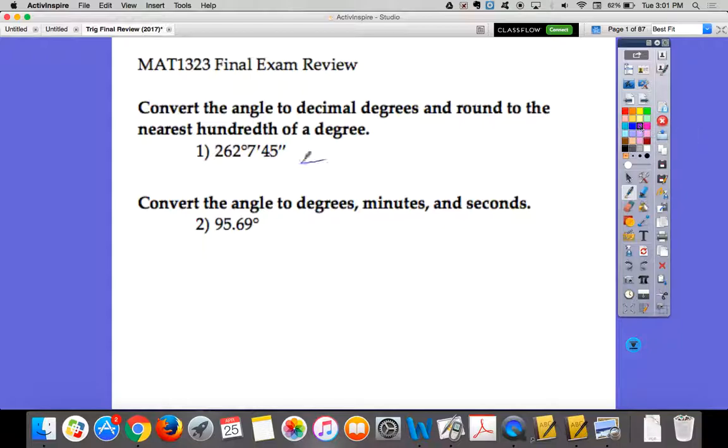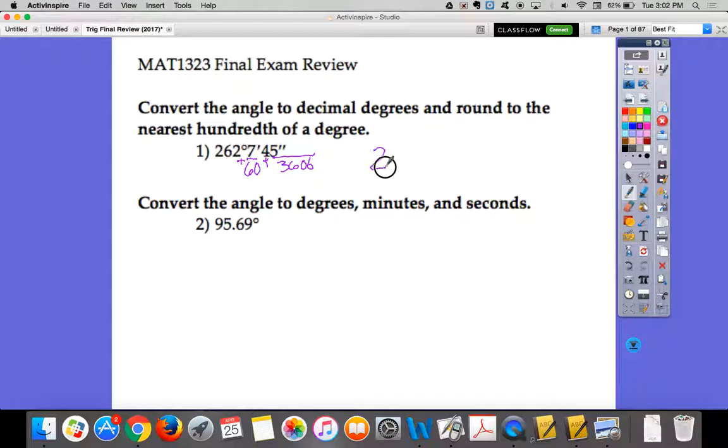Okay, so this is where you have to remember that each minute is a 60th, and when you're doing the seconds, it's a 60th of a 60th, which is 3600. And you're just going to sum those things up. So you're going to type 262 plus 7 divided by 60 plus 45 divided by 3600.